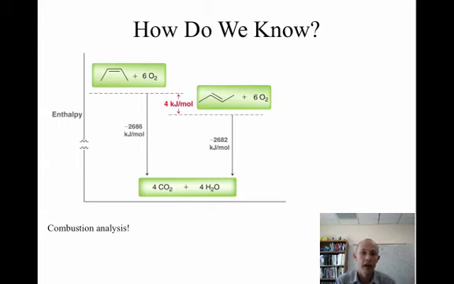All right, so how do we know that? Well, we know that because we can burn cis-2-butene and trans-2-butene. When we burn cis-2-butene, it releases more energy, which means it was higher energy to begin with, or more unstable. This is called combustion analysis. And this is how we're going to determine the stability of all the alkenes.